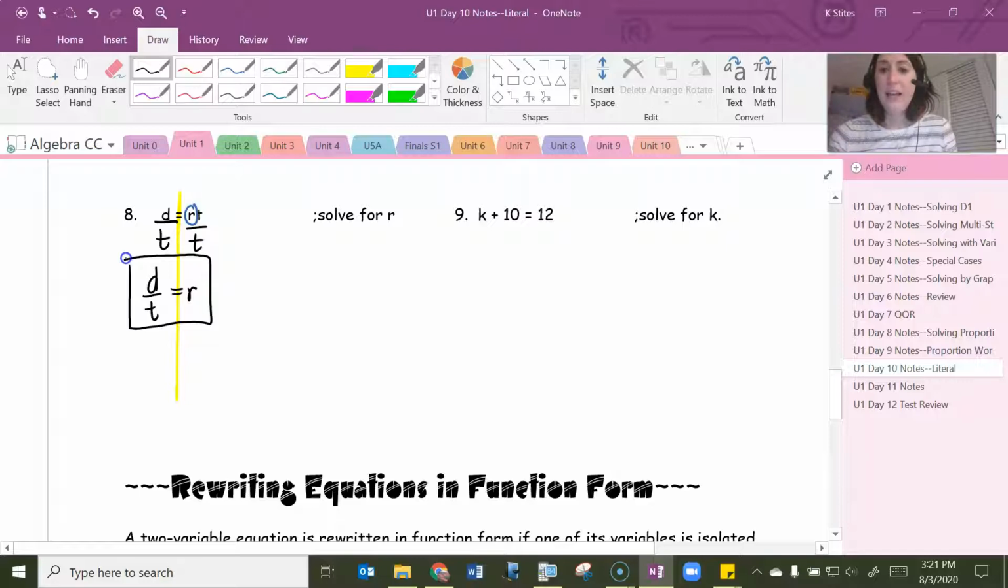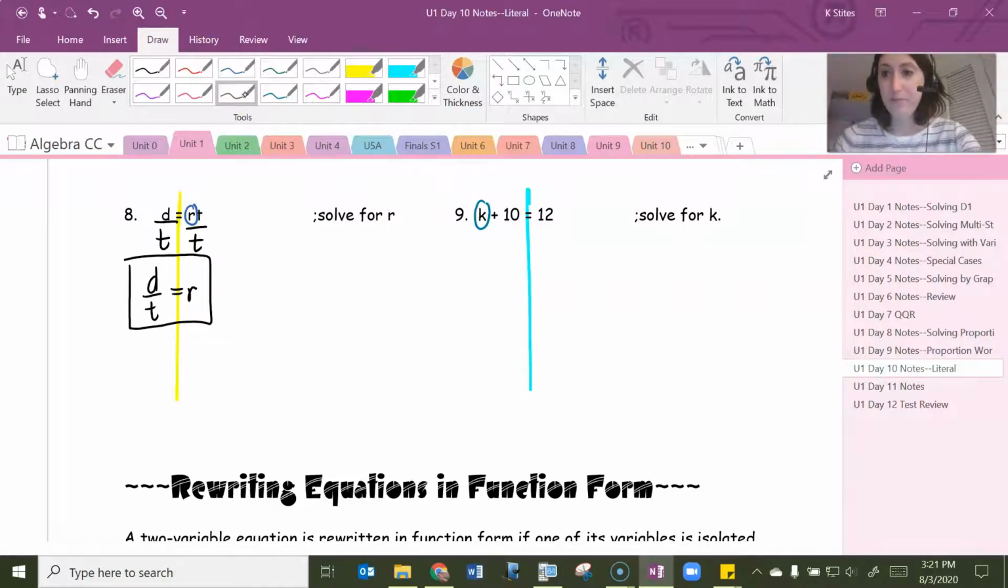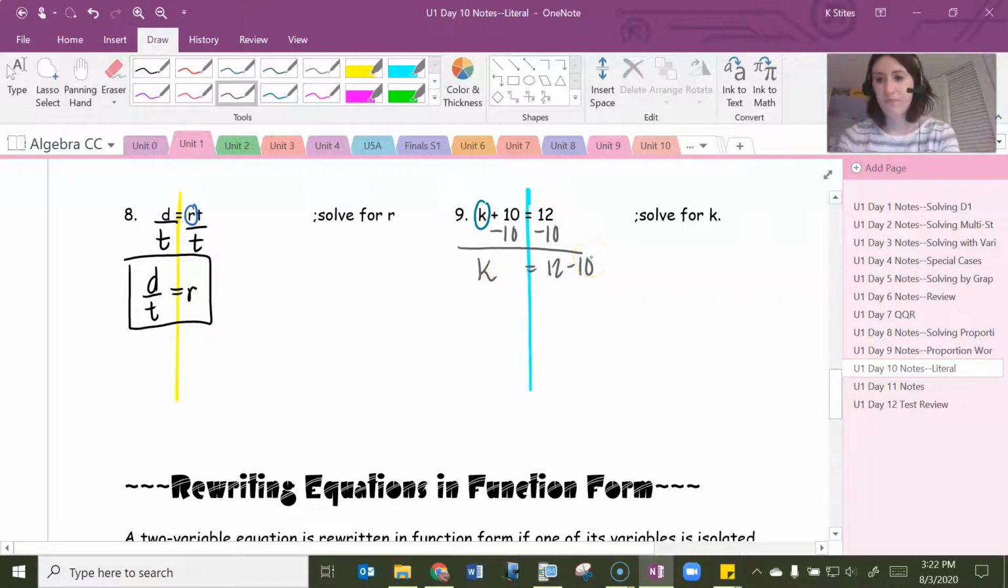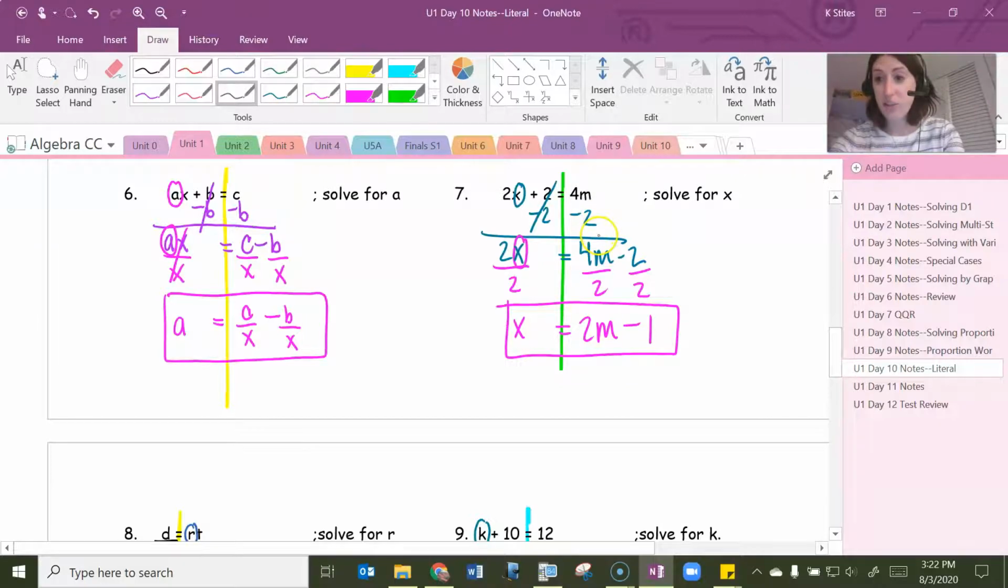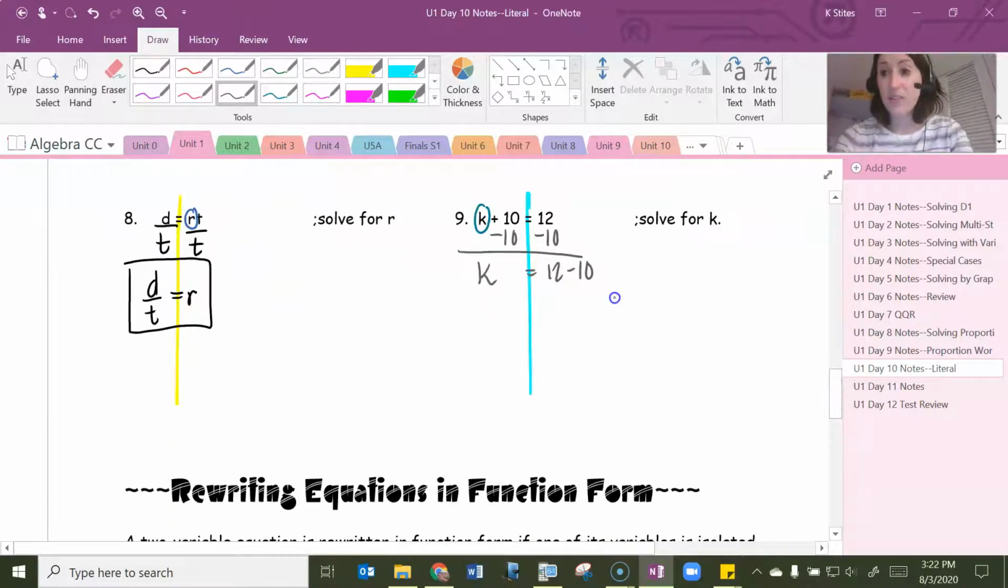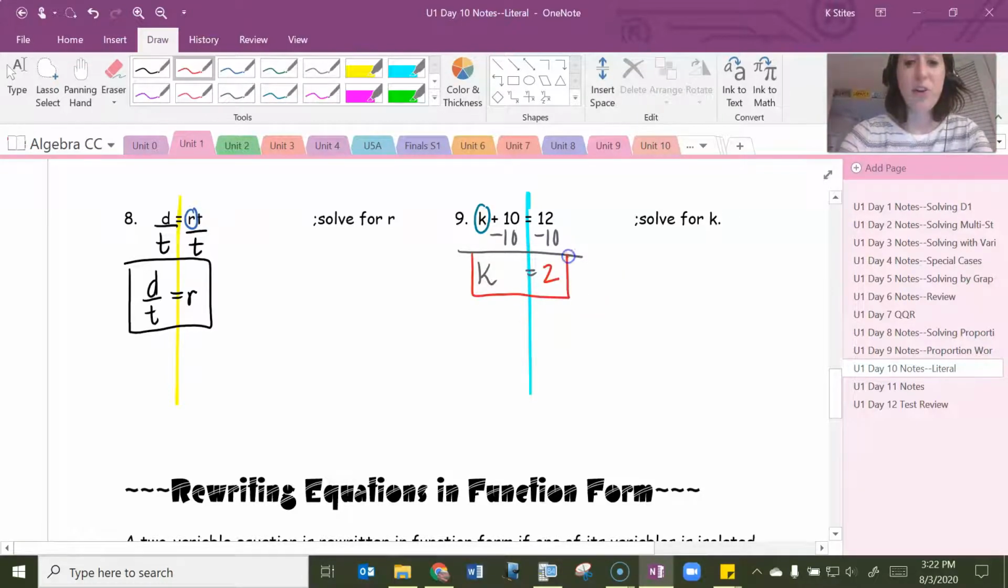Okay, and number 9, what are we solving for? K. How would you get k by itself? You would subtract 10, you're right. But now, here's what people do sometimes. They say k equals 12 minus 10. Guys, it's a 12 and a 10. You can combine those, right? This isn't the same situation as above here where you couldn't actually do 4m minus 2. These are just numbers. You can do 12 minus 10. 12 minus 10 is 2. So if you can simplify it, simplify it. But you can only simplify those if they're actually like terms, okay?